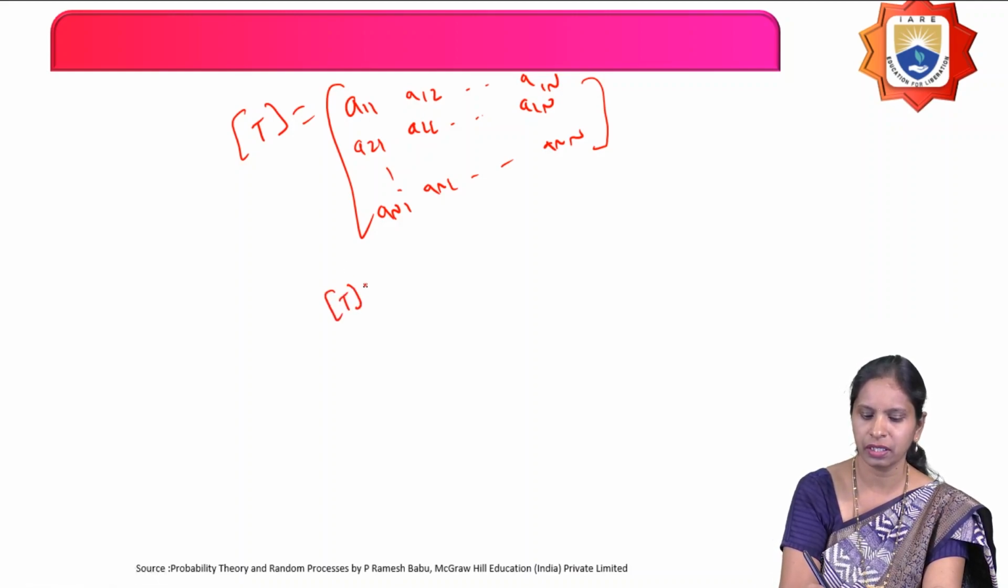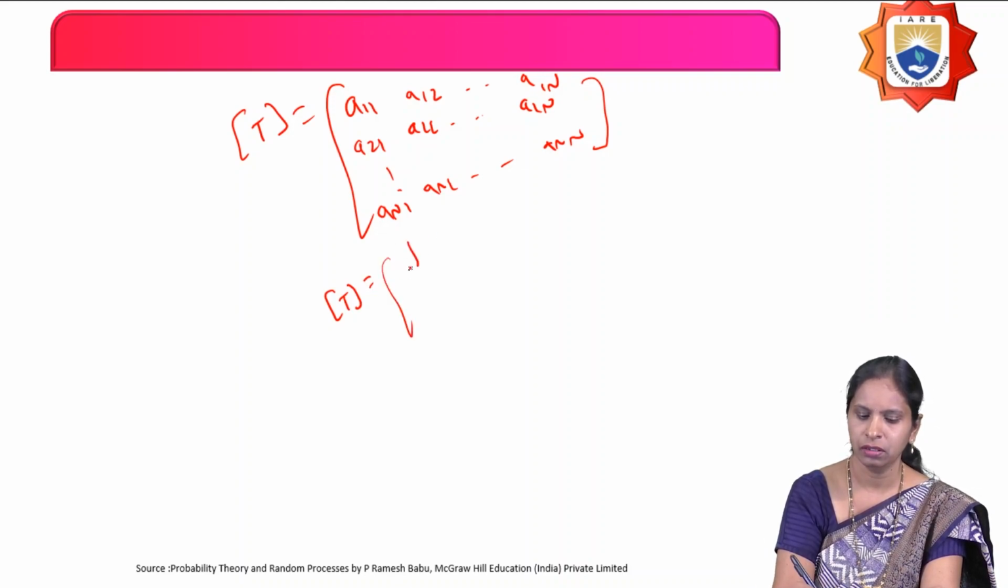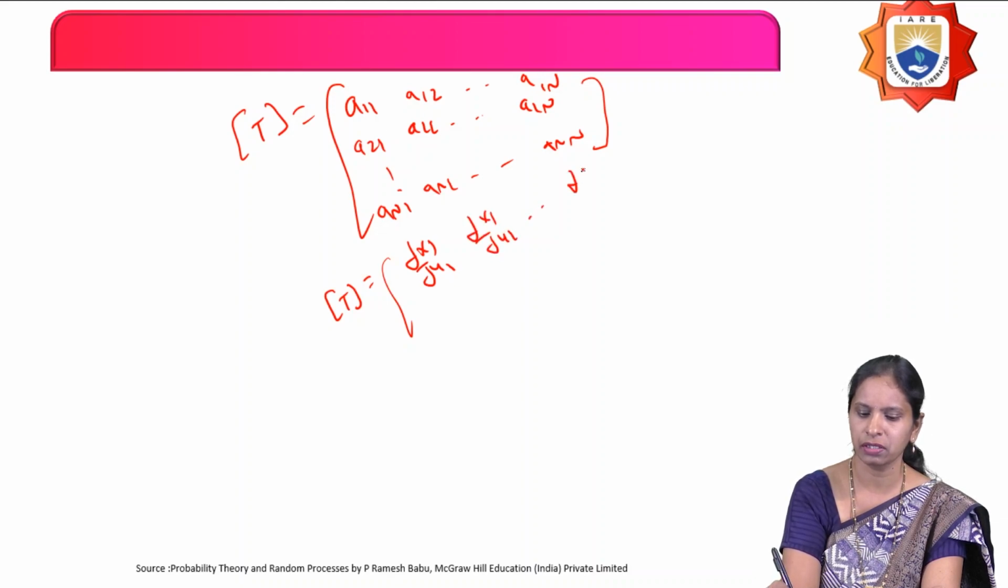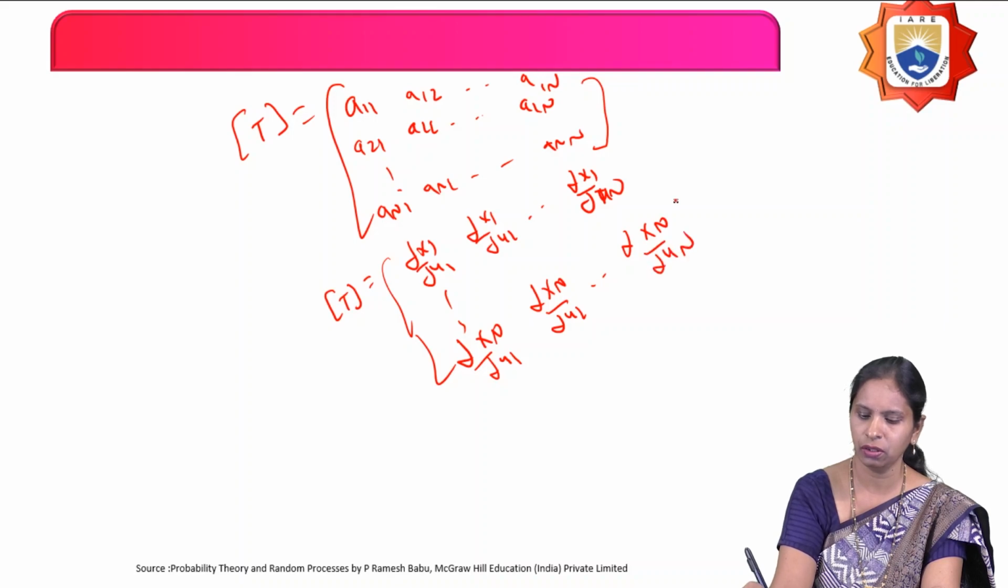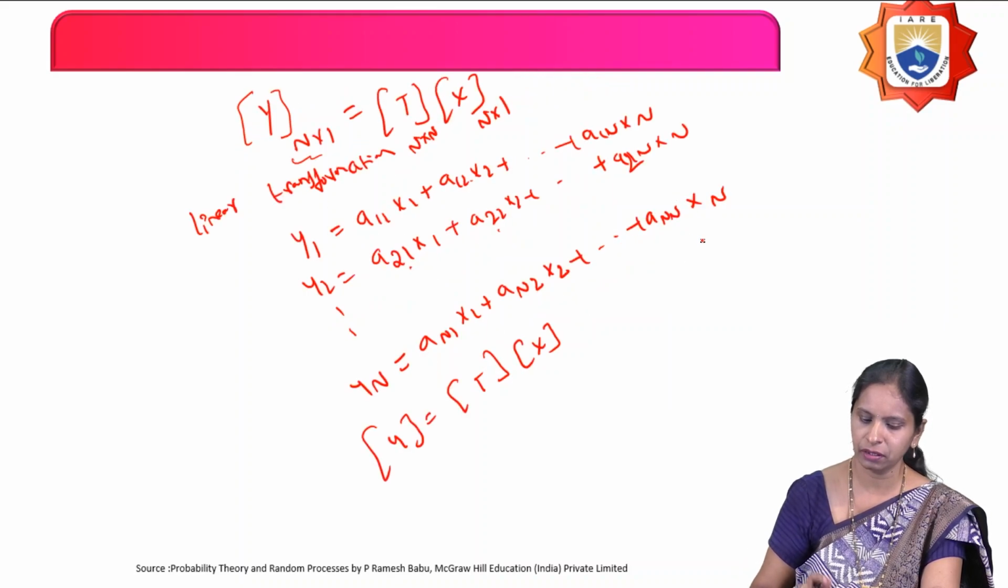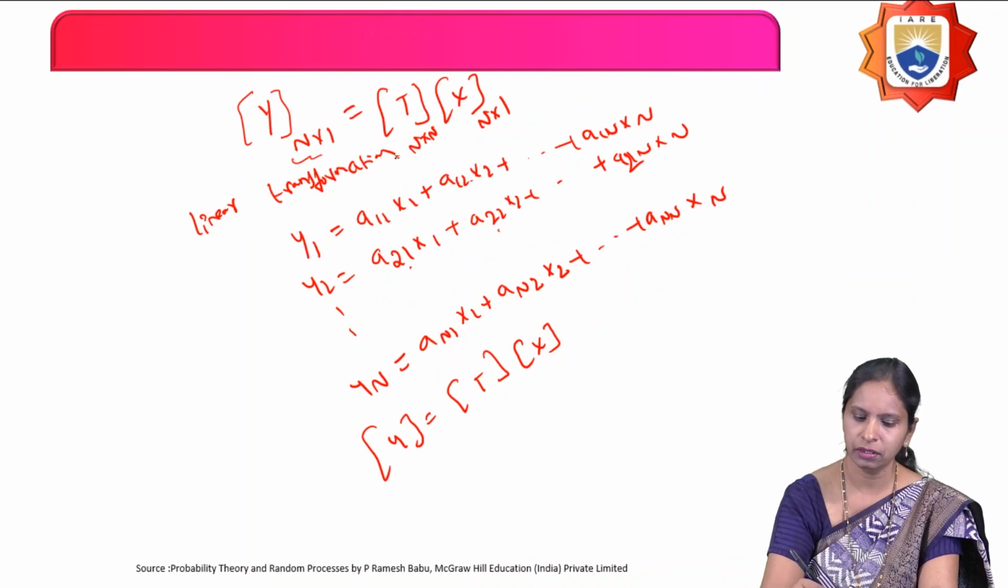This is also called the matrix of partial derivatives: ∂x1/∂y1, ∂x1/∂y2 and so on up to ∂x1/∂yn, and so on, ∂xn/∂y1, ∂xn/∂y2 and so on up to ∂xn/∂yn. What does it mean here? So how do you get A11? You have to partially differentiate both with respect to x1.